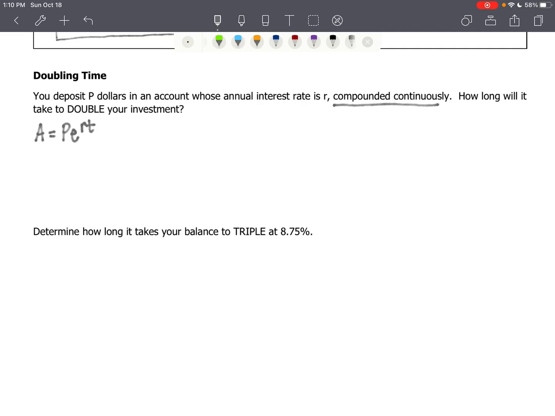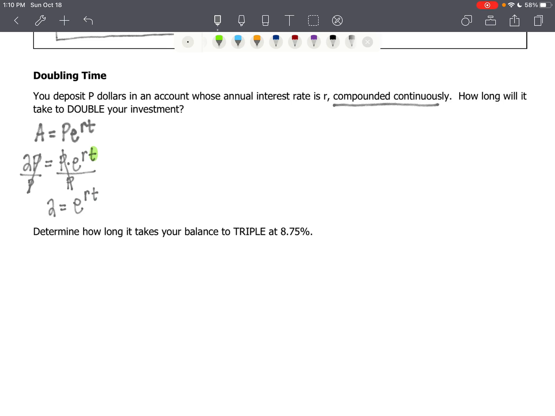Now if I want to double my investment, that means that my end amount needs to be twice what I started with. So 2P equals P times E raised to the RT power. Now I want to solve for how long, so I want to solve for T. So I need to isolate the base that contains the exponent of T. I'm going to do that by dividing both sides by P. So the P's cancel on both sides, and we get 2 equals E raised to the RT power.